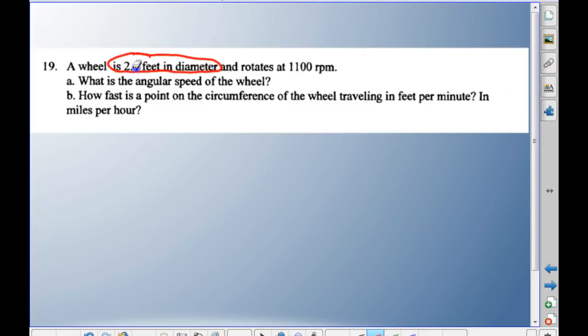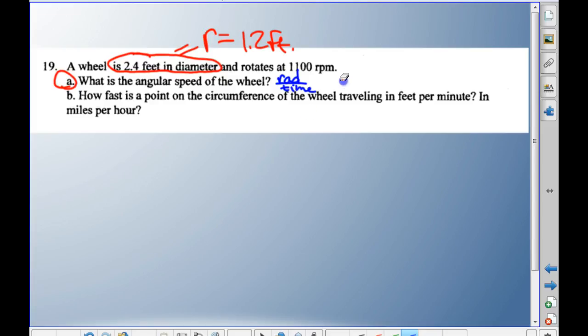It says 2.4 feet in diameter, and they use that number as the radius. Okay. The radius should be what, guys? 1.2 feet. All right. Part A says, what is the angular speed? Angular speed is always measured in what per what? Radians per minute. Revolution. Radians per some kind of time. Okay? We need radians per time.